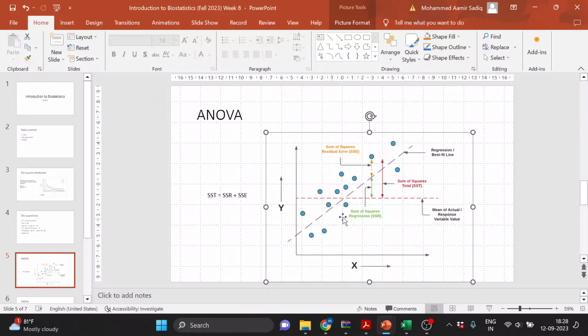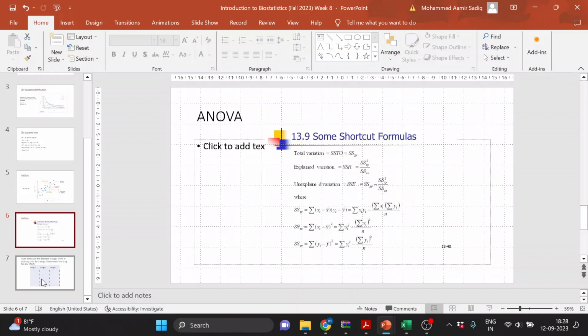Now, suppose you have data points like this. This red dashed line here is the mean of all your y's. So you have x and a y. The mean of all your y's is this dashed line. Now, for each point, if I want to calculate the distance from this dashed line to the point itself, that is your sum of squares total. In other terms, your sum of squares total is nothing but yi minus y bar the whole square and sum of that.